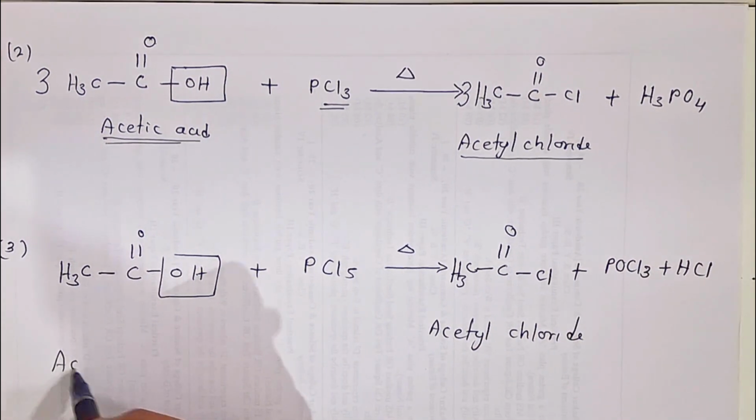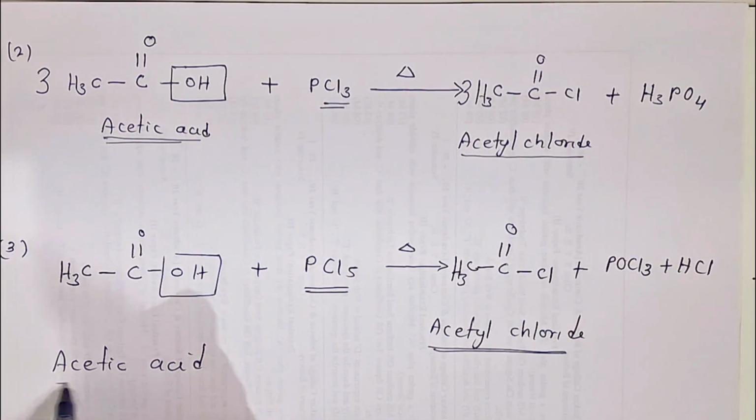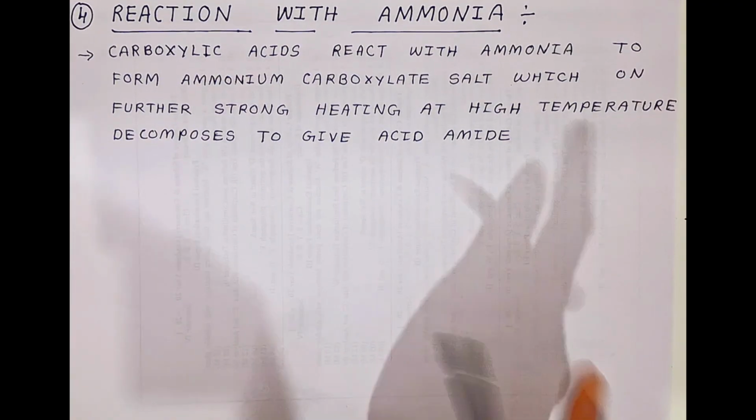So the action of phosphorus pentachloride on acetic acid will always give you acetyl chloride. So acetic acid you have converted into what? Acetyl chloride. Fourth reaction, students, reaction with ammonia.